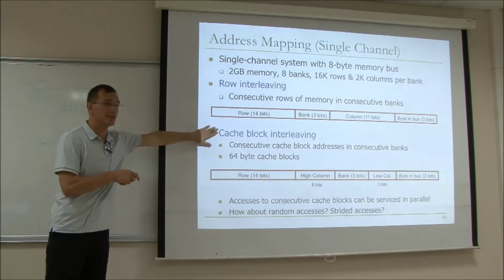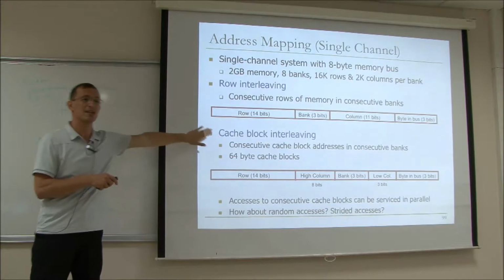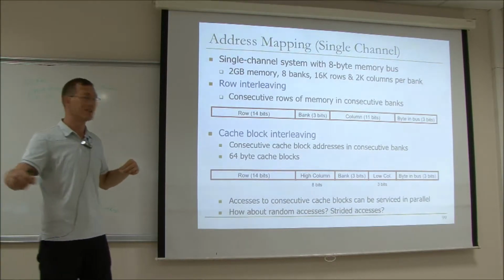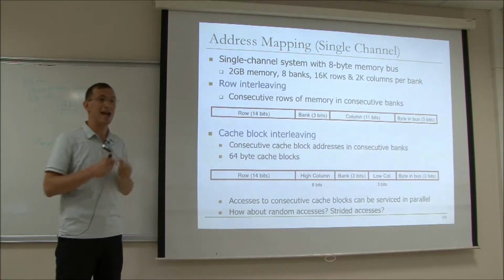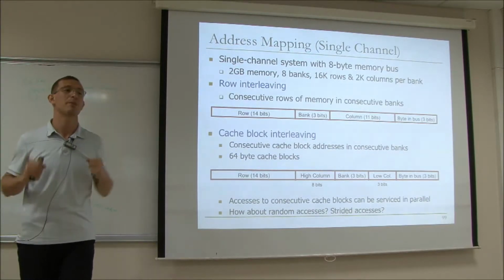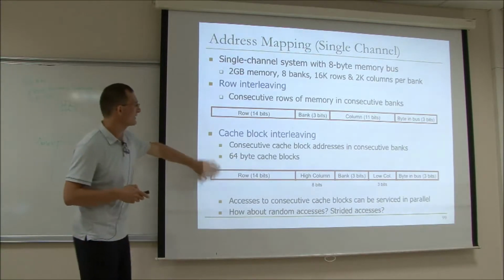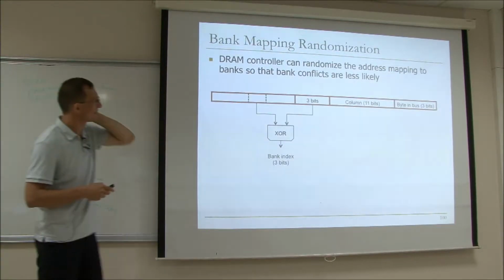On the other hand, a lot of systems actually employ cache block interleaving. Consecutive cache block addresses are in consecutive banks. Now what you can do is you can actually access consecutive cache blocks from different banks. You can maximize that parallelism. And you can think about a lot of different things.